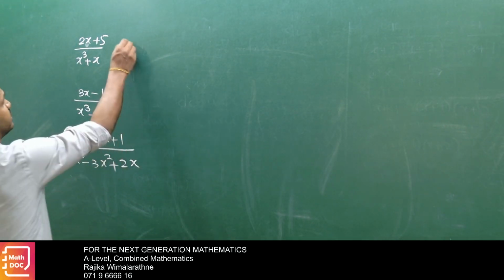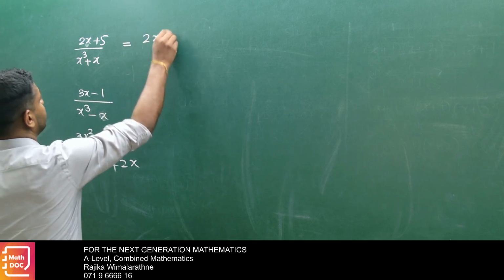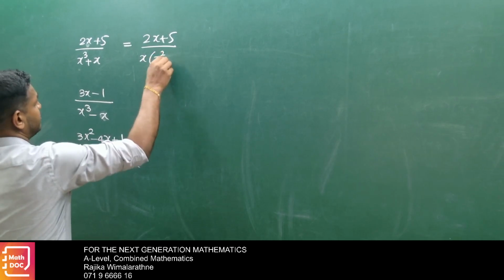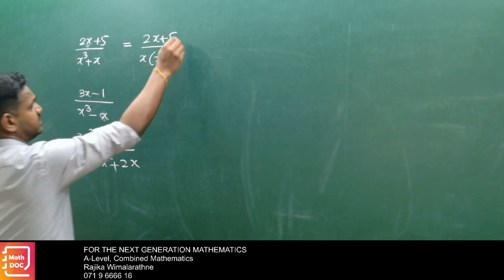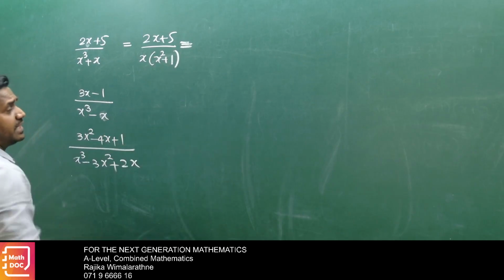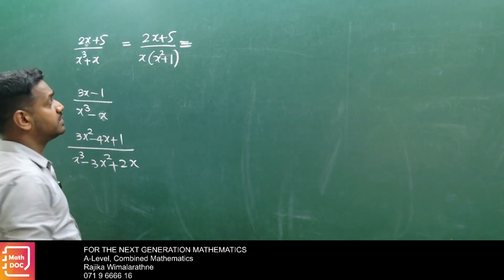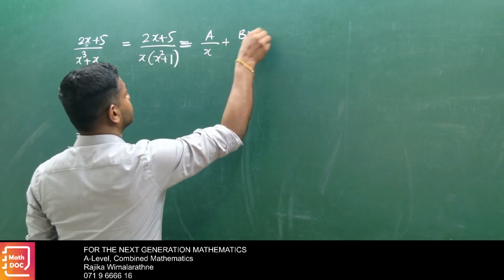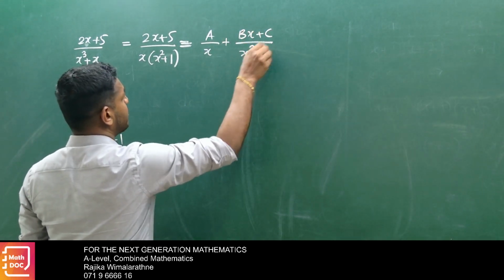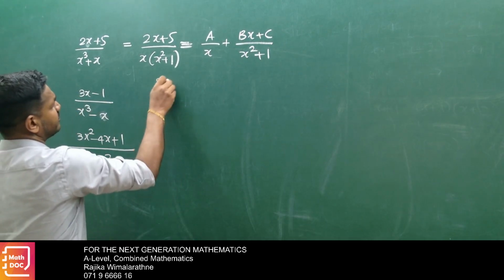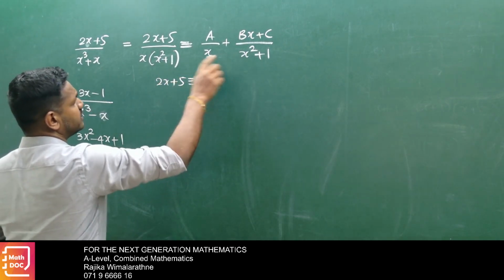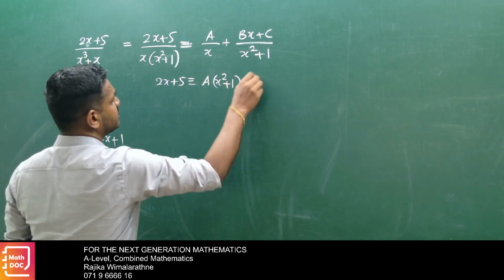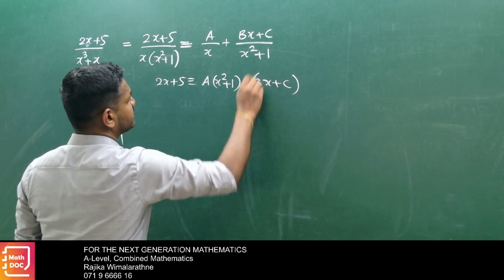Okay, first one, here 2x plus 5, here factorize denominator. Now here we have denominator linear factor and quadratic factor. Then write a over x, (bx plus c) over x squared plus 1. Then 2x plus 5 equals a into (x squared plus 1) plus (bx plus c) into x.